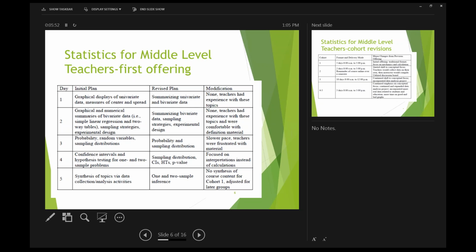First day, we were going to do graphical measures of data, measures of center and spread, move on to bivariate data on day 2 with simple linear regression and two-way tables, also talk about sampling and experimental design. Those first 2 days went pretty well. We actually ran them as we had initially planned. The teachers had experience with those topics. A lot of them commented that they already taught things like stem and leaf plots in their courses.